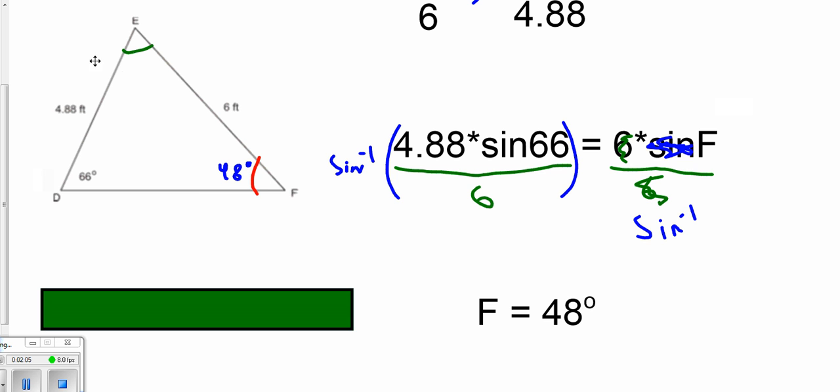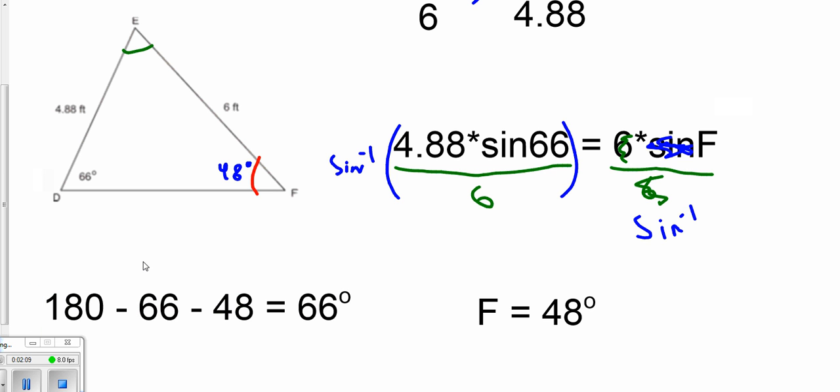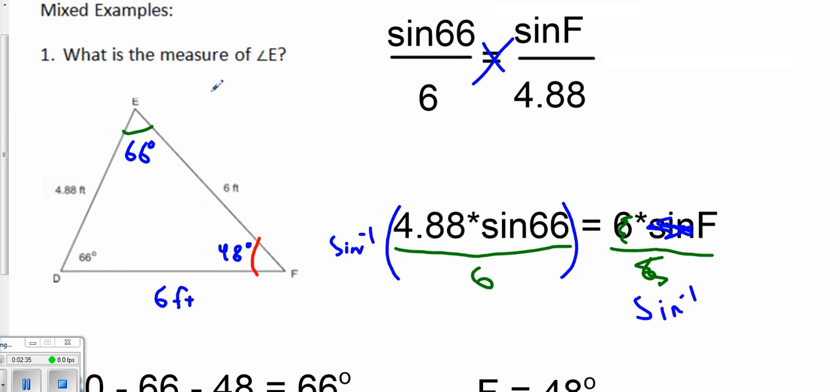Now, how do I find my missing value, angle E? Well, it's just 180 minus 66 minus 48, so it comes out to 66. So E here is also going to be 66, which means technically, if this angle is 66 and is across from a 6-foot side, and this angle is 66, it should also be across from a 6-foot side. So we accidentally solved the entire triangle just by figuring out this one angle.